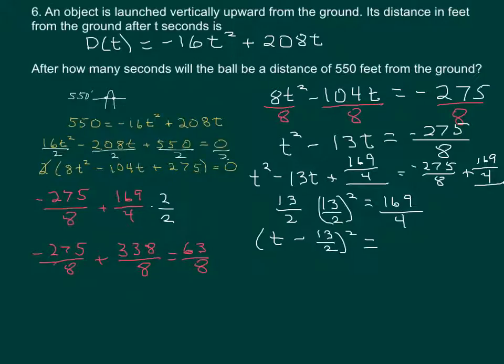So what we've just done is we've just found that the right side of the equation, which was negative 275 over 8 plus 169 over 4, works out to be 63 over 8. That didn't look very good. Let me fix that 6.